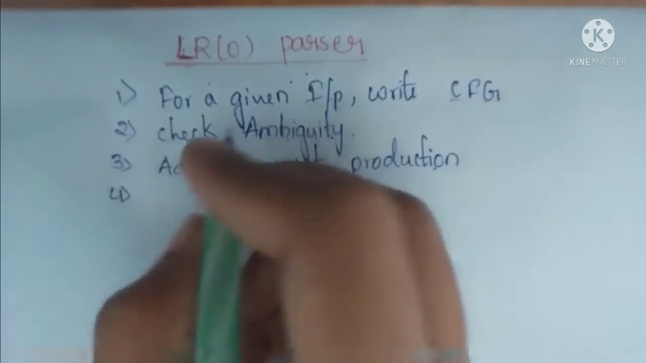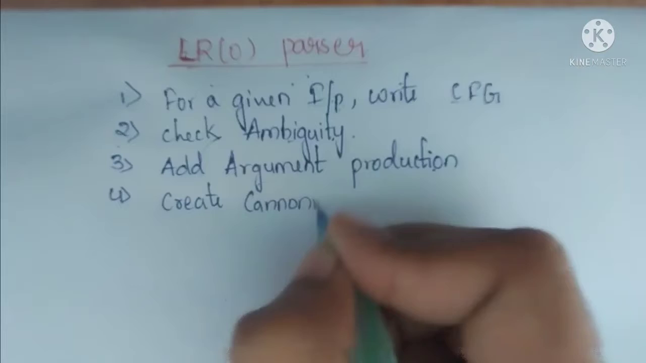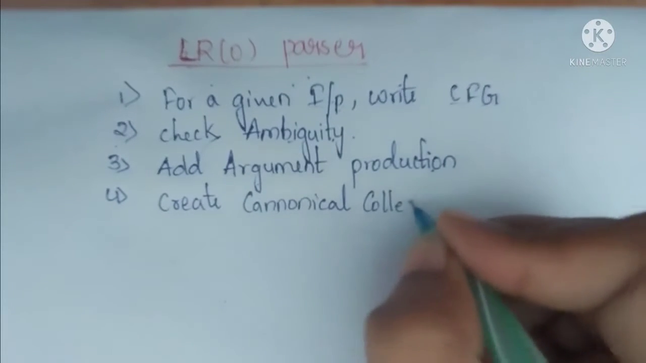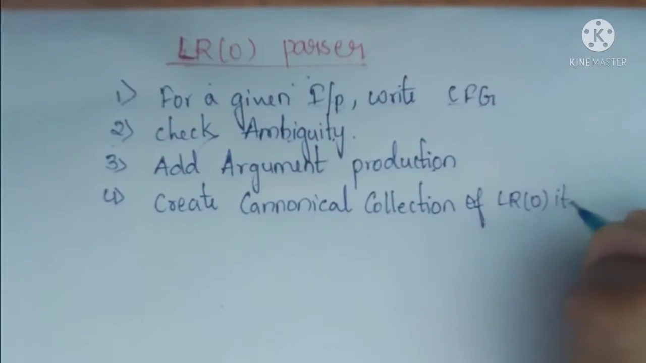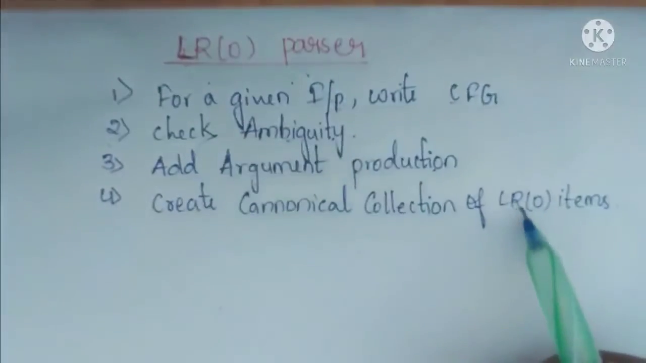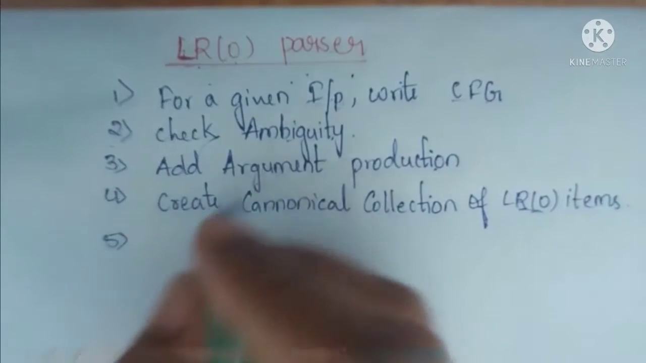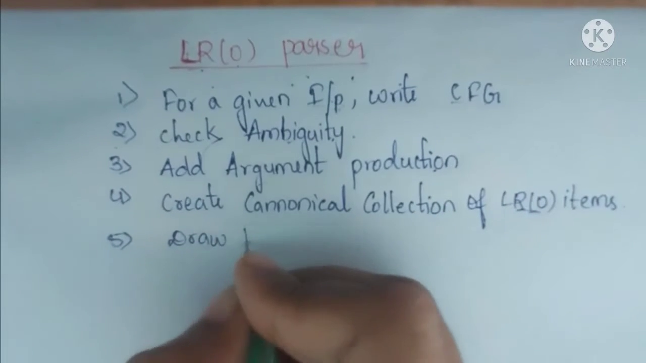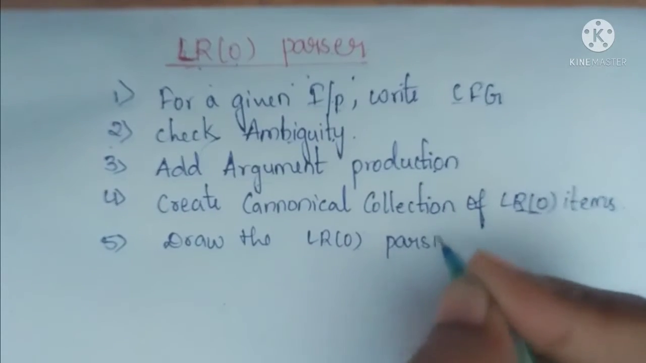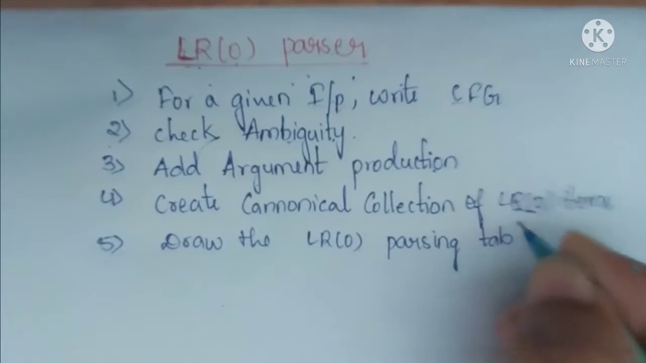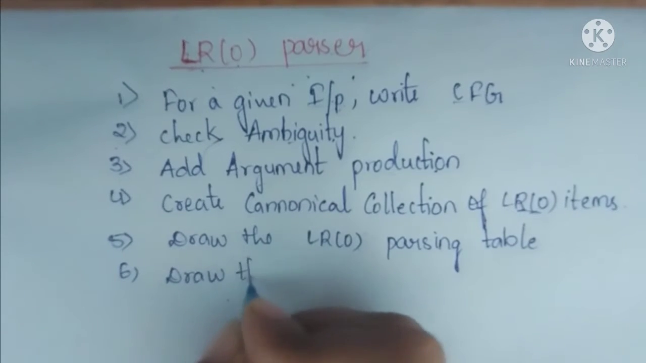Next, create the canonical collection of LR0 items. I have already told you that you have to include the LR0 items for the LR0 parser as well as SLR also. Next is to draw the LR0 parsing table. Finally, you have to draw the transition diagram.